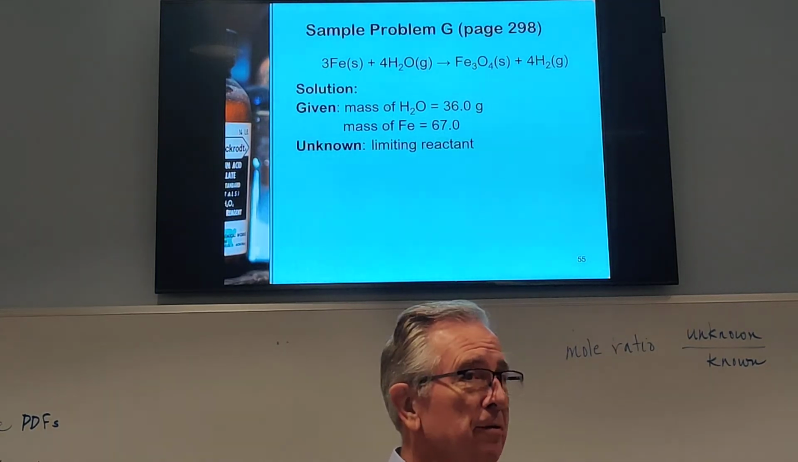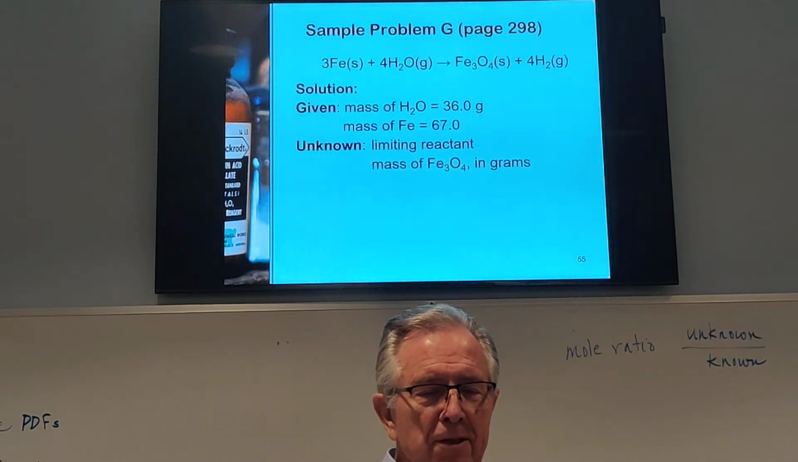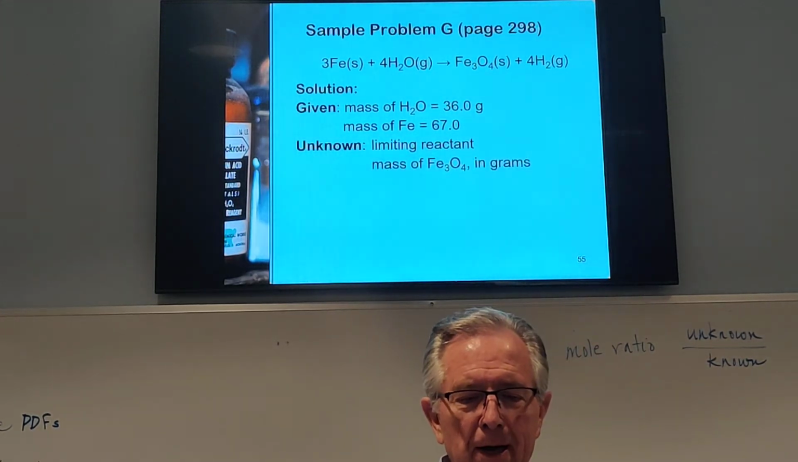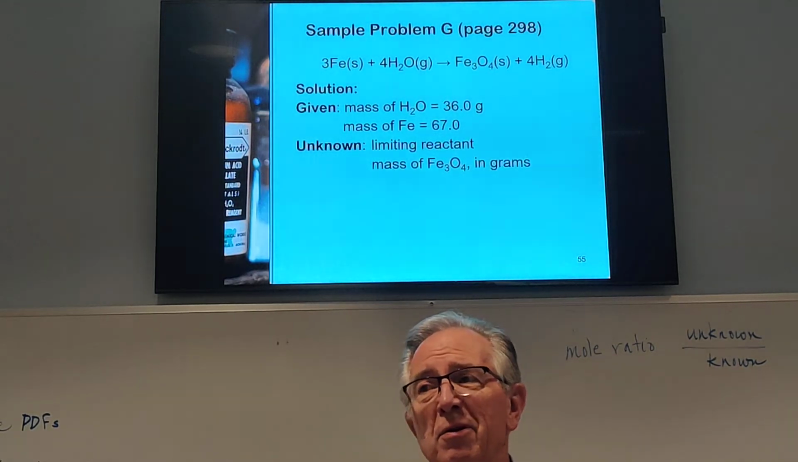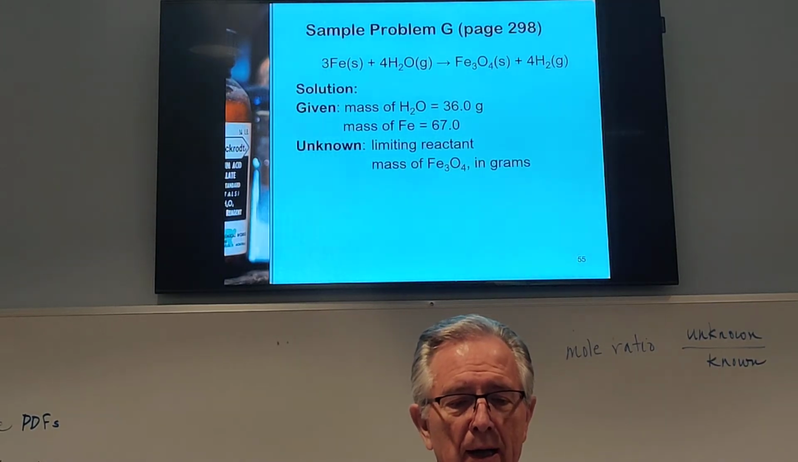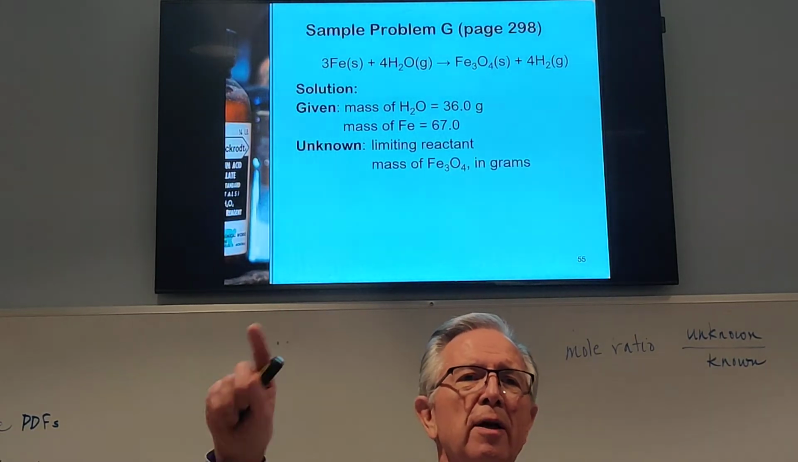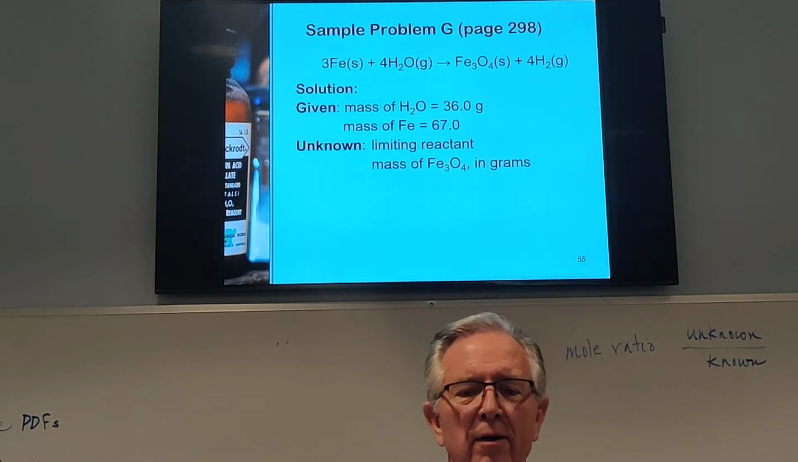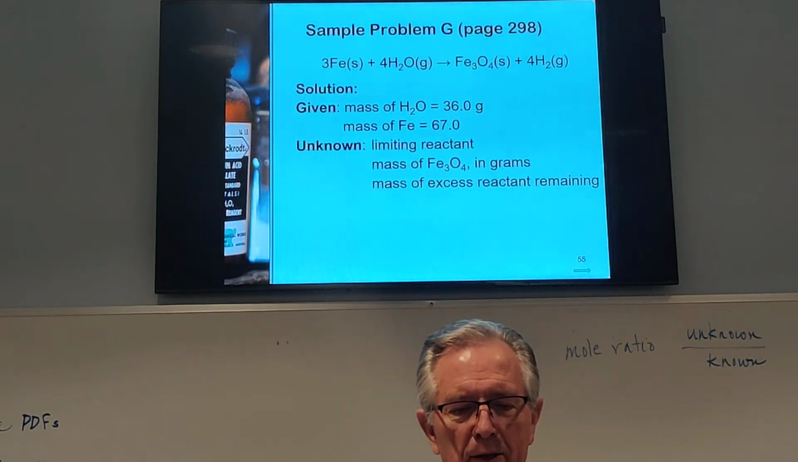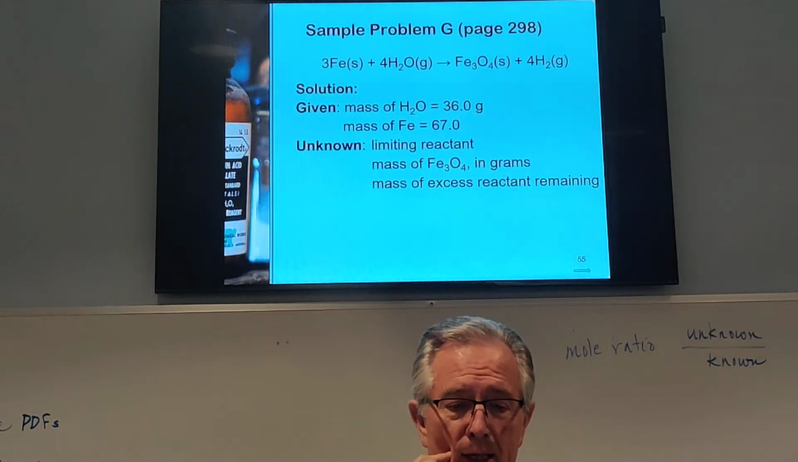What's our limiting reactant? So let's pick one of them. Since we ultimately need to know how many grams of iron oxide have to be produced anyway, why don't we pick Fe3O4 as our product that we're testing for. And then ultimately at the end we have to find out how many grams of the excess reactant I have left over.